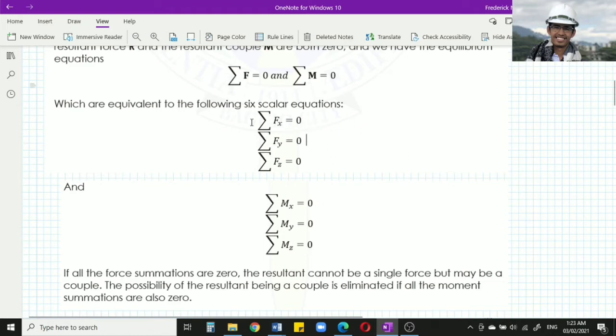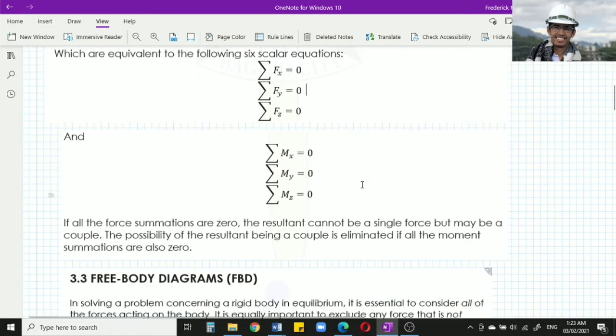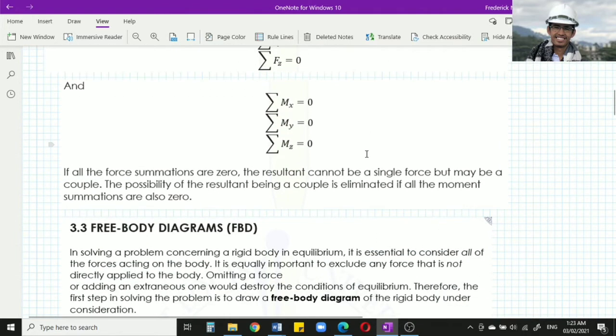Lahat ng kanyang summation. So, summation of all forces along x will be equal to 0. And so on sa lahat ng ating axis. Okay? So, if all the force summations are 0, the resultant cannot be a single force but may be a couple. So the possibility of the resultant being a couple is eliminated if all the moment summations are also 0.